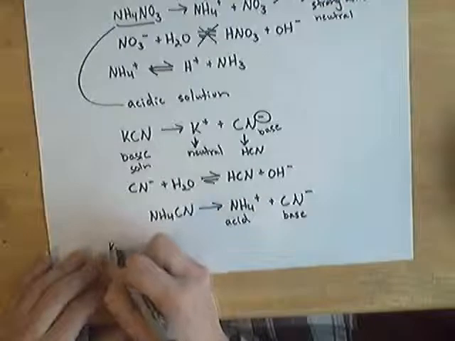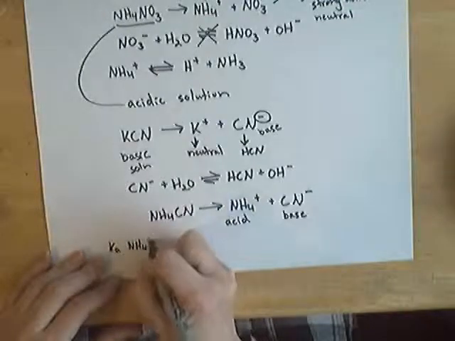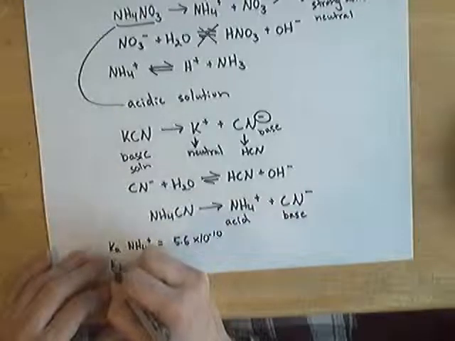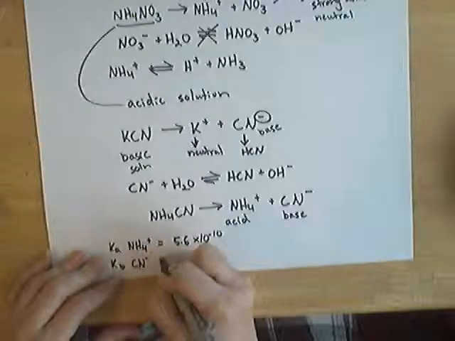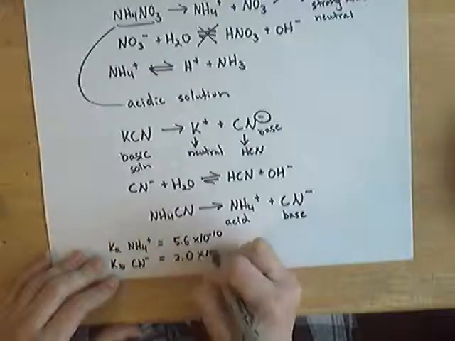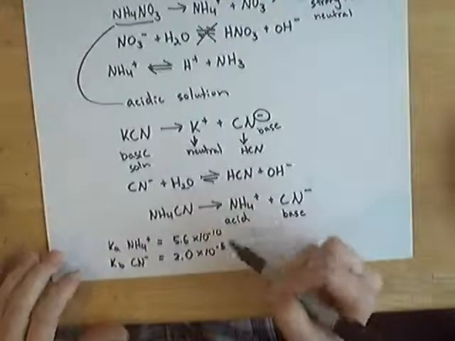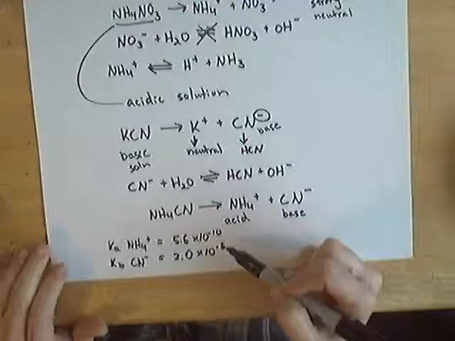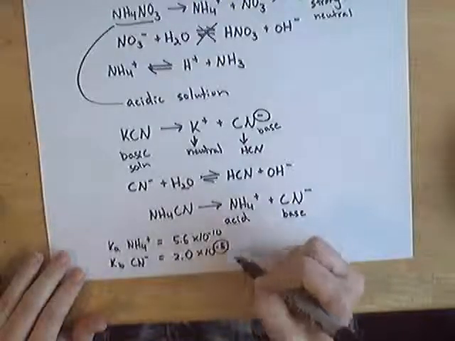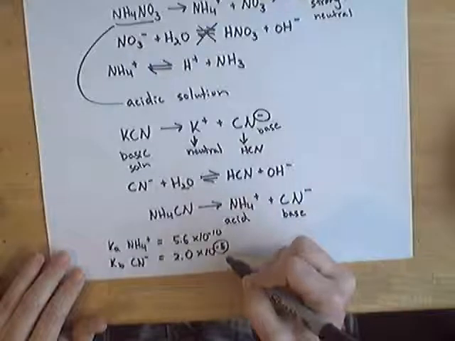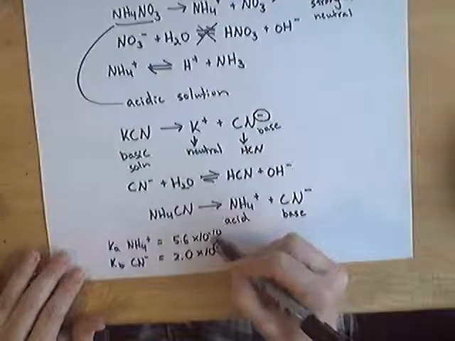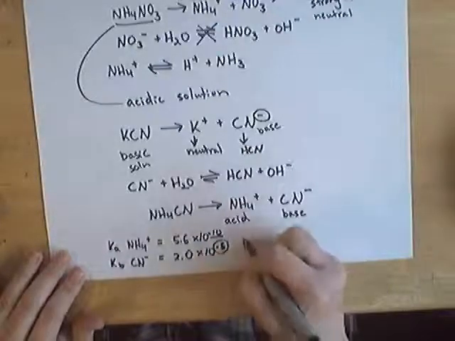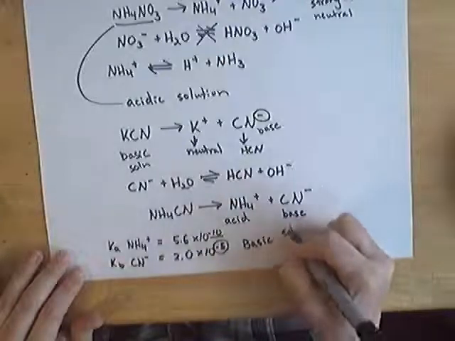So I'll give these to you here. The Ka of the ammonium is 5.6 times 10 to the negative 10th, and the Kb of the cyanide is 2.0 times 10 to the negative 5th. Higher Ka or Kb means a stronger weak acid or weak base, right? So what this is telling us is the cyanide is a much stronger base than the ammonium is an acid, with that negative 10th. And so this solution is going to be a basic solution.